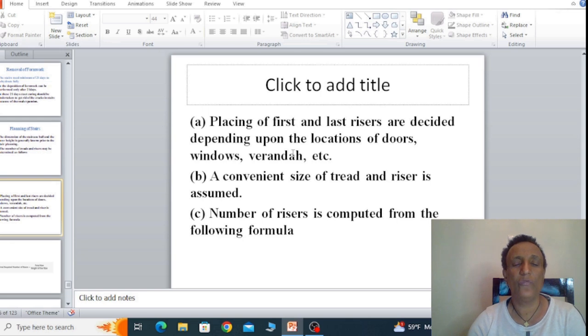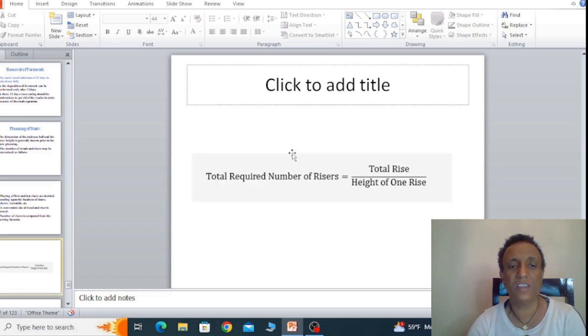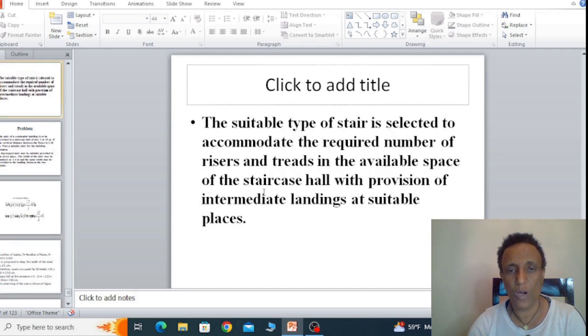After that, a convenient size of tread and riser should be determined. And the next step is to calculate the number of risers. We can calculate the number of risers by this formula. The total number of risers is equal to total rise divided by height of one rise. The total rise means the measurement starting from the ground up to the first floor. So we can calculate the required number of risers by using this formula.